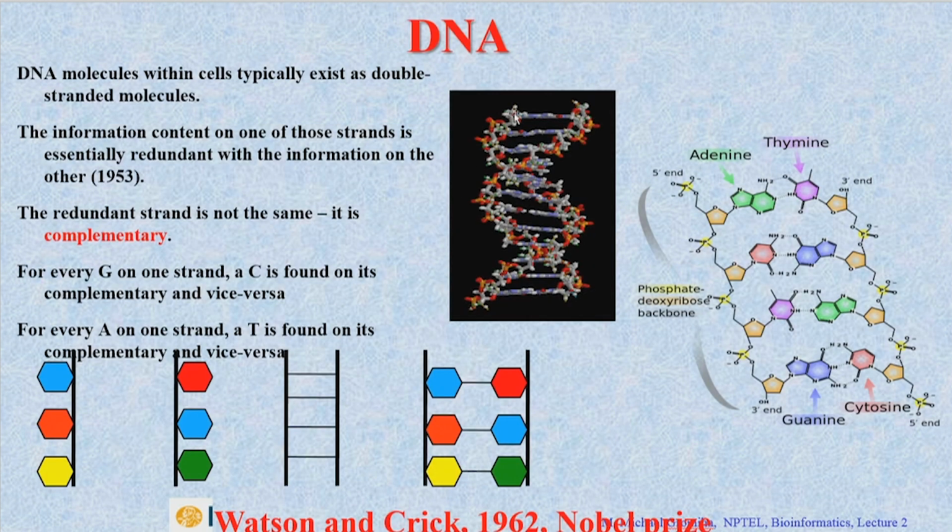So, here this one is 5 prime to 3 prime and the other one is 3 prime to 5 prime, and then you can see the complementary of these bases. So, every G on one strand, for example, has a C on the complementary strand and vice versa. Here I show the example, right. The green is adenine, the red one is cytosine, the blue is guanine and the magenta is thymine, right.